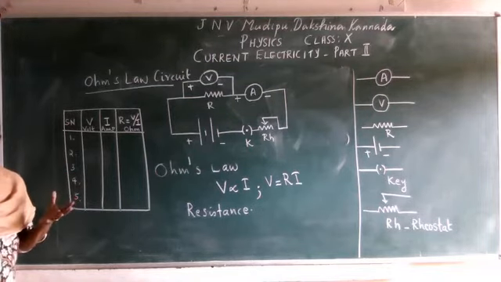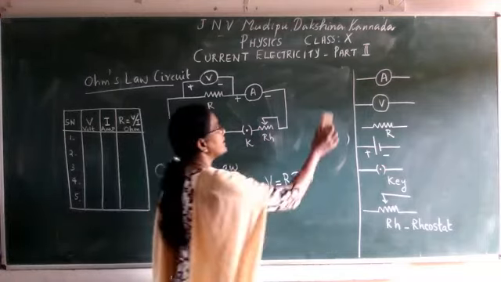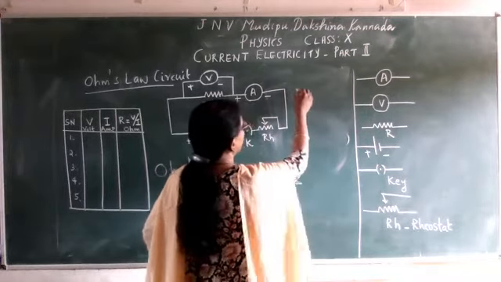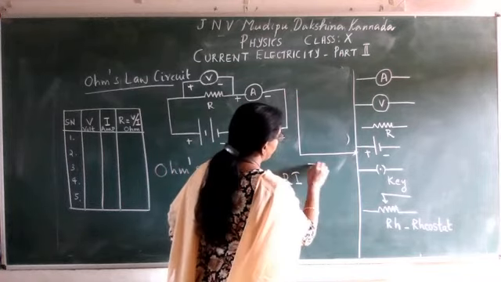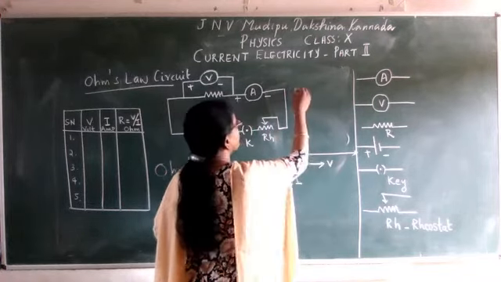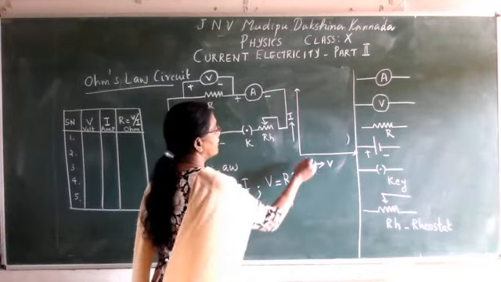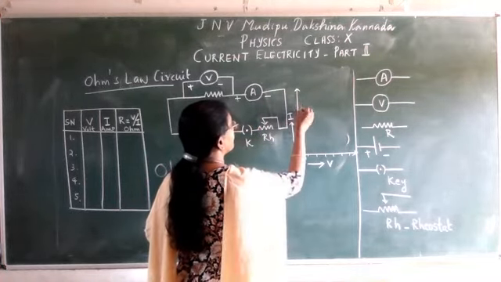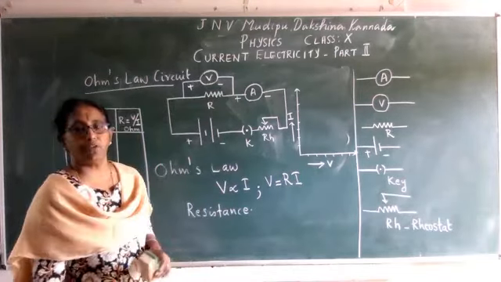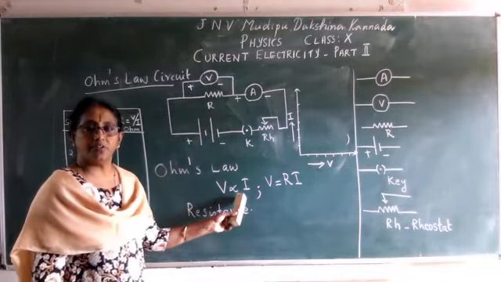After taking the readings, we have to draw a graph. What is that graph? A graph between the potential difference and the current. If you draw a graph taking potential difference along the x-axis and current along the y-axis, for different values of V and different values of I, we will be able to get a graph. So what is this statement? V is directly proportional to I.